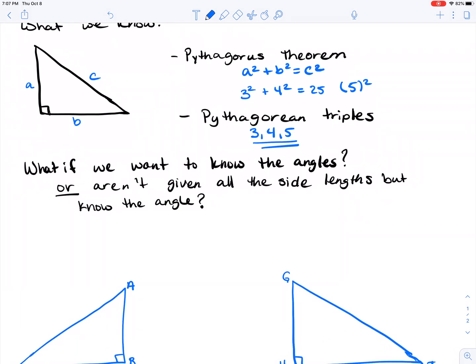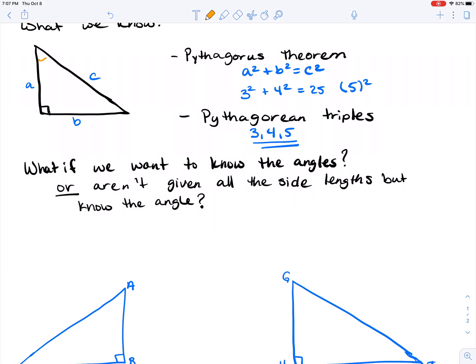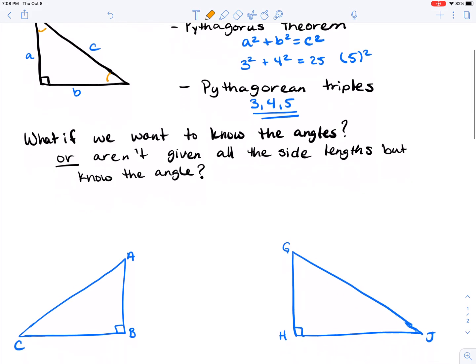That's wonderful, but what if we want to know what the angles are? So if I want to know what this angle is or that angle, how do I find that out if I'm given A, B, and C? Or what if I'm not given those side lengths of A, B, and C, but I'm given what the angle is? How does that help me, and how do I use my math to figure it out?